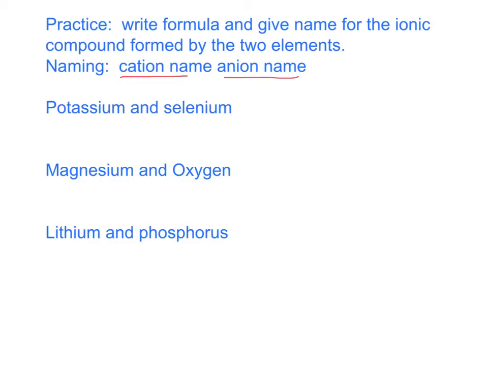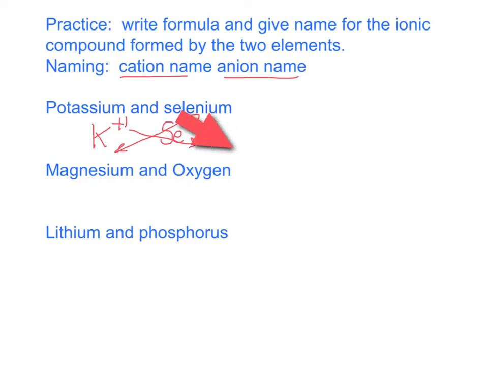So we have potassium and selenium. Potassium is a positive 1, it's in that first column. Selenium is in column 16, so it is a negative 2, or selenide in this case would be a negative 2. So it is K. Crisscross our charges. Yep, it's K2.